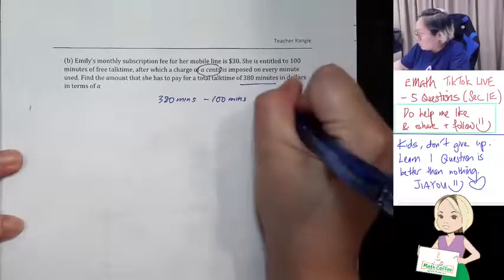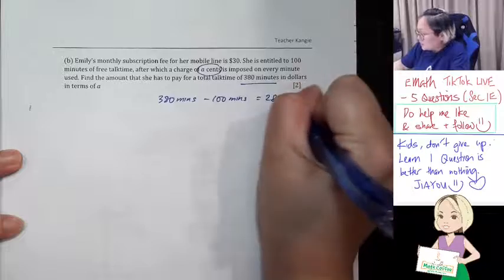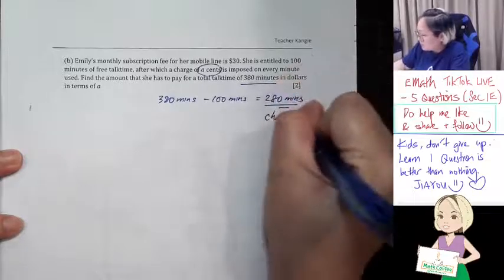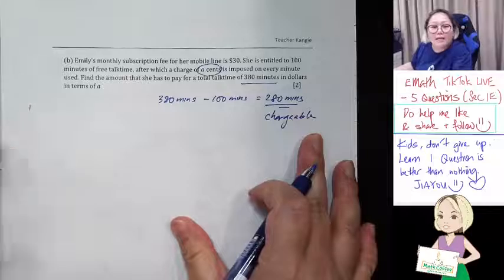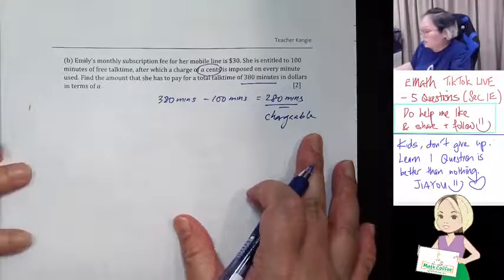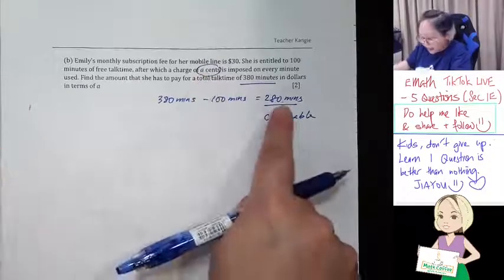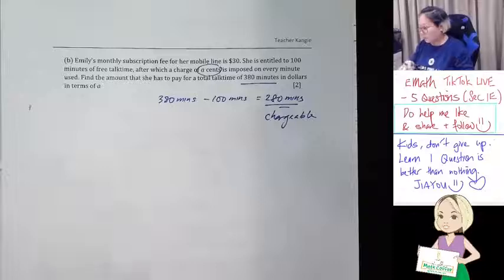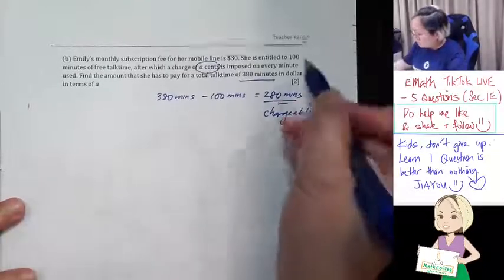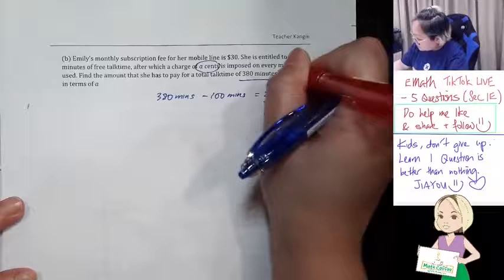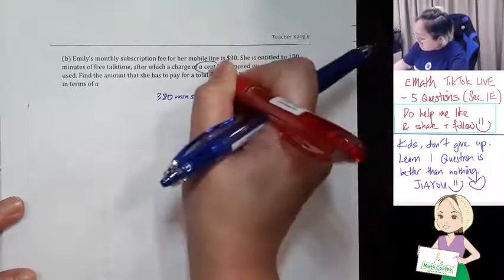So it will be 280 minutes that is chargeable. This is chargeable. That means I have to pay extra money. And they say it's charged every minute. So that means A cents times 280. But take note, do you see this one? They say in dollar, but this is cents.